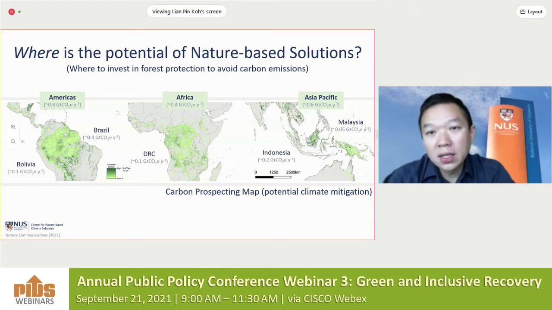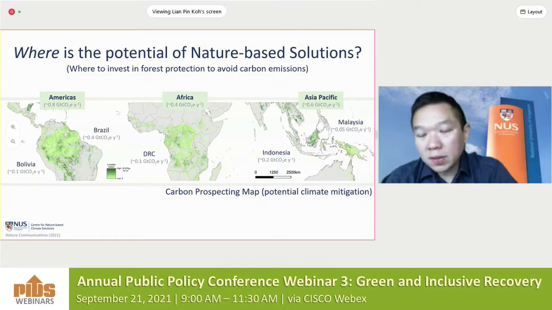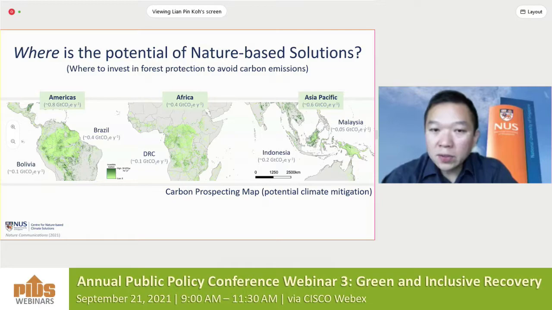As you can see on this map, much of the potential lies in South America and Southeast Asia. In fact, Indonesia and Malaysia are among the top 5 countries in the world where we can avoid the most emissions by protecting their forests. From a biodiversity and nature conservation perspective, this map is also very interesting because it tells us where forests in the world are under threat and where we can potentially invest to avoid the loss of both carbon and biodiversity by protecting these forests.